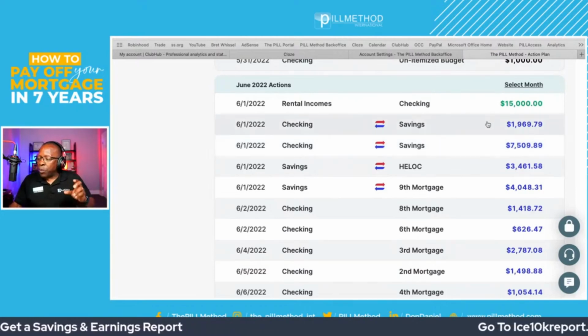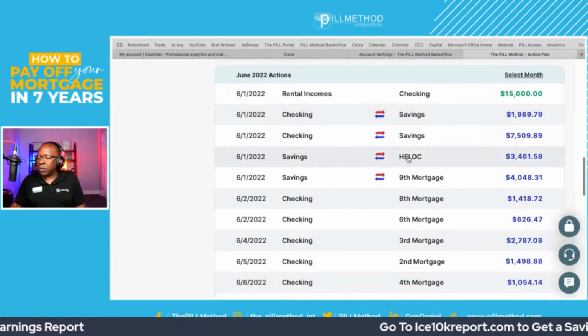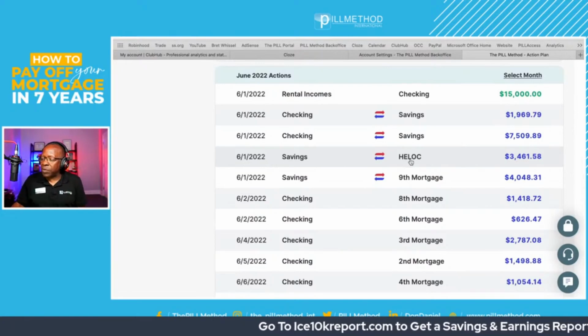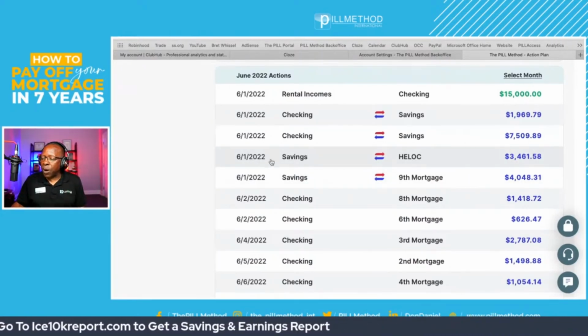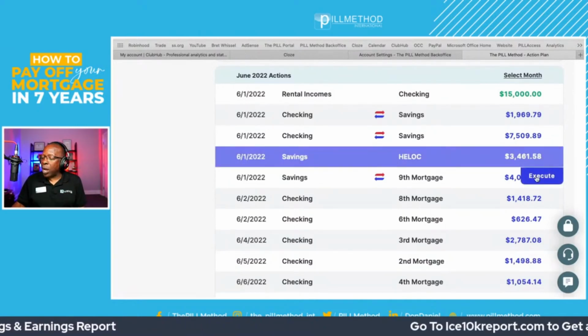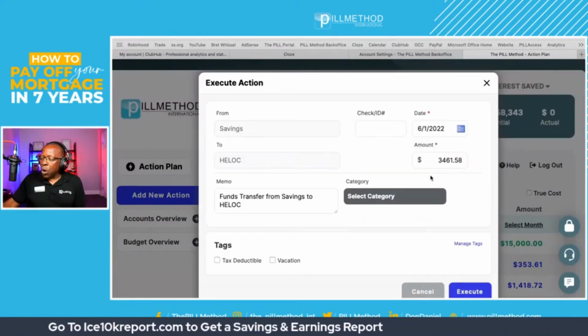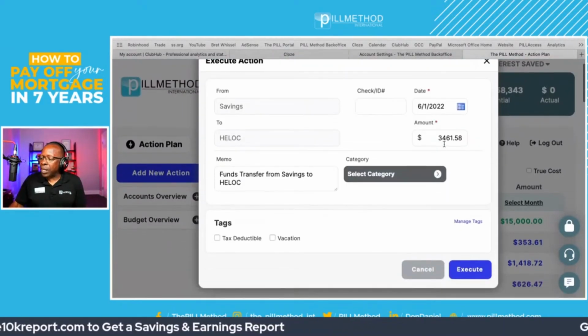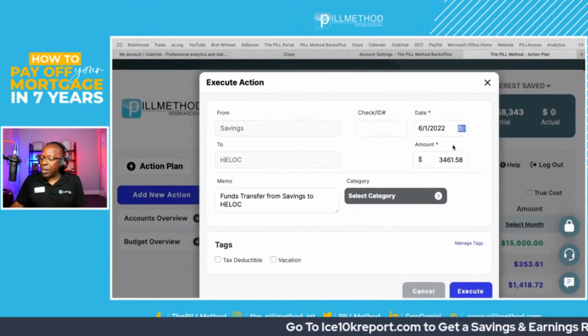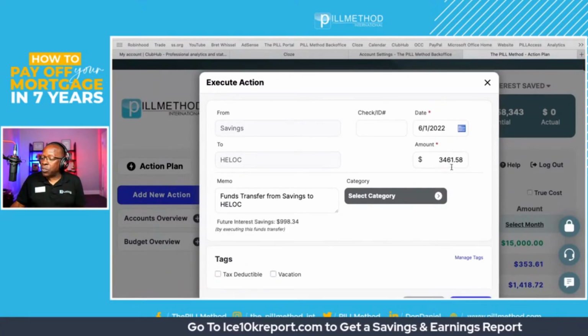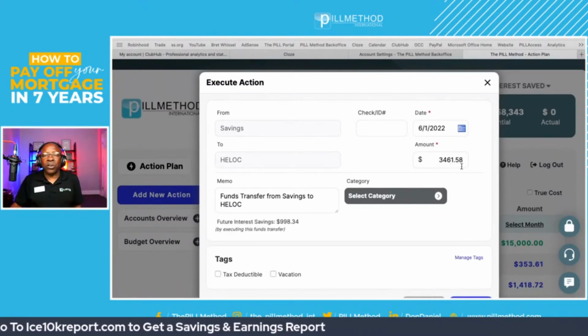So now we put that money in savings, and look what the program says. Take some of the money out of savings, and you read it from left to right. All right. Take money from savings, put it on the HELOC, pay the HELOC to 0. Watch what happens when we do. All right. So we're going to pay the HELOC down to 0. And we just tell the program that we paid it, $3,461.58.